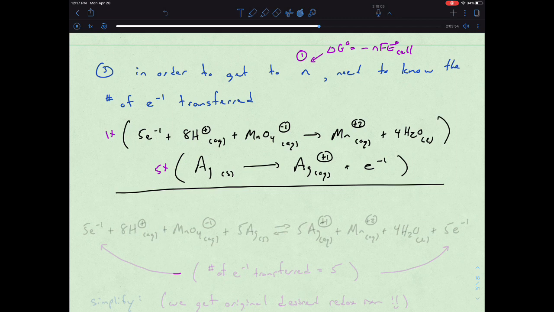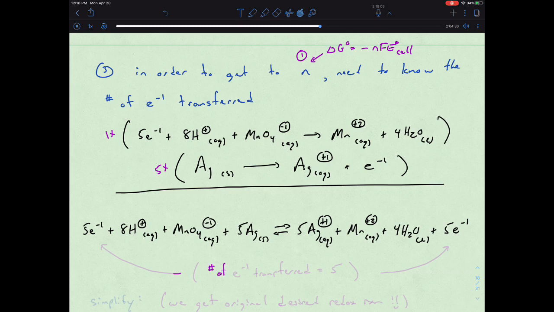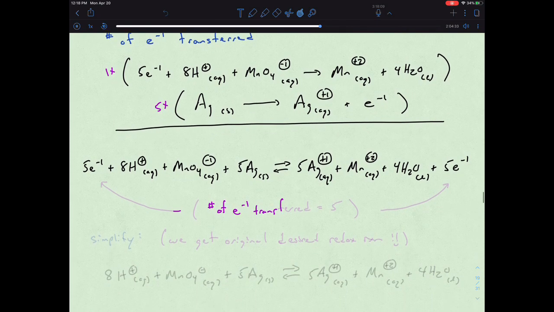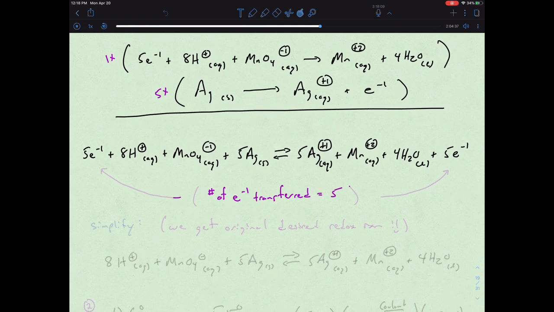So if we add it all up, we would have 5 electrons, 8 protons, the manganate, plus 5 silver solids is producing 5 silver in that plus 1 state, the manganese plus 2, the 4 H2Os, and our 5 electrons. And so the number of electrons transferred is equal to 5 because of that.